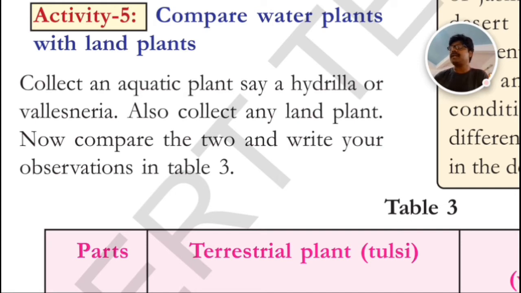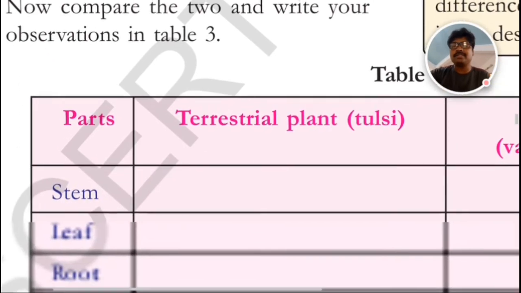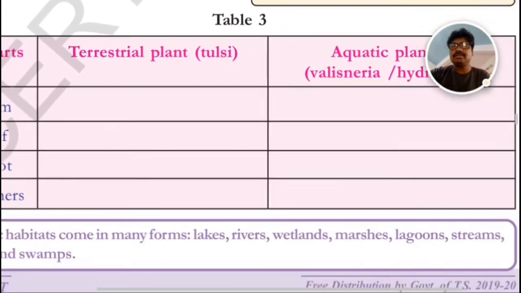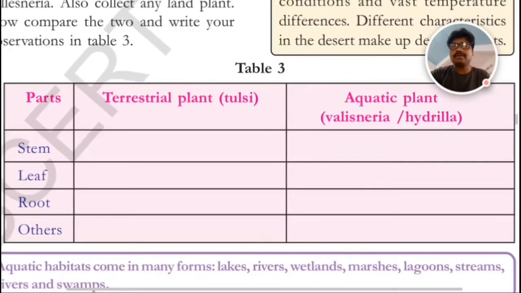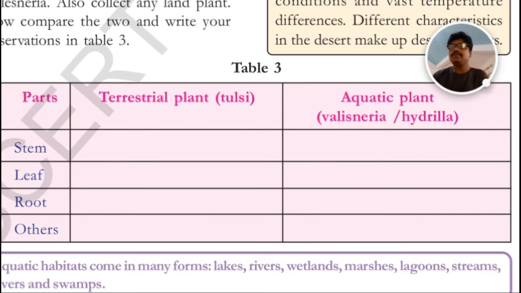You have to collect these two plants, observe them and write your observations in a notebook in a tabular form. What is the table given here? You can see the table displayed on the screen. Friends, I will display this table on the screen. See, first, what are the parts? And next, whether the plant belongs to terrestrial habitat or aquatic habitat. Right. Stem, terrestrial. How is your observation? Okay, leaf, root, and others.